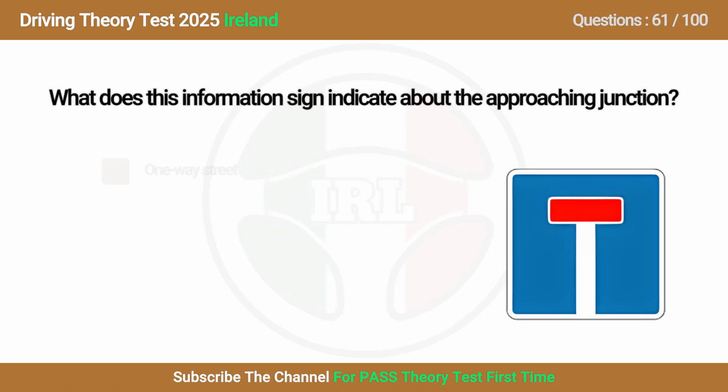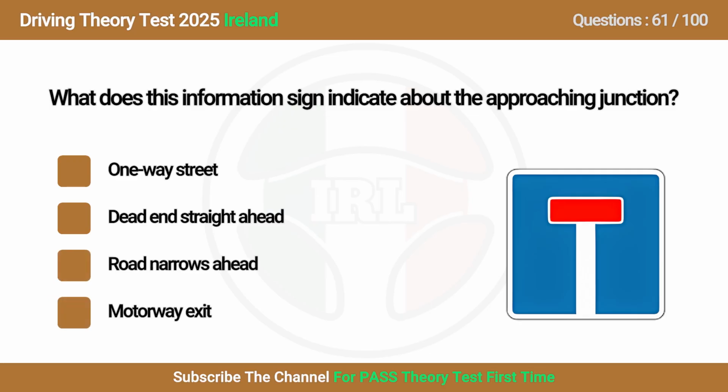Question 61. What does this information sign indicate about the approaching junction? A. One-way street. B. Dead end straight ahead. C. Road narrows ahead. D. Motorway exit.